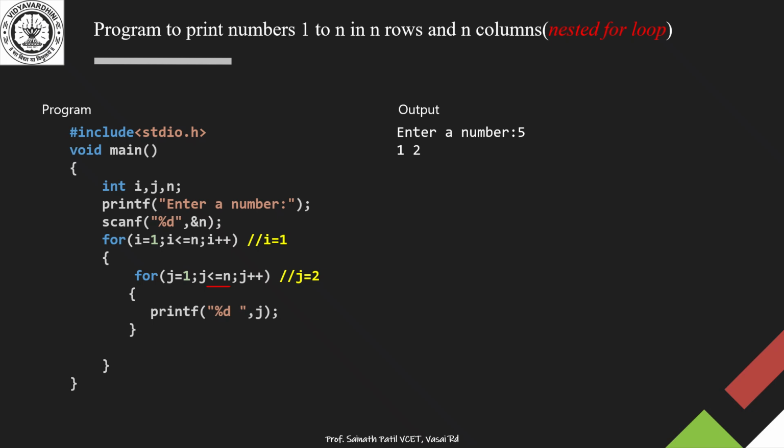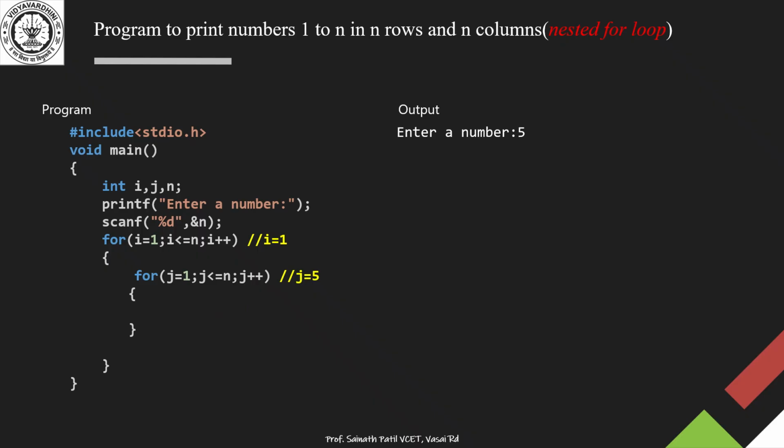and it will increment the value of j by j plus plus. j becomes 3. It checks again, is it less than 5? Yes, so it will print j. Printf %d j, so 3 will be printed. Then j plus plus, j will become 4. Is it less than 5? Yes, so it will do %d j, and 4 will be printed.